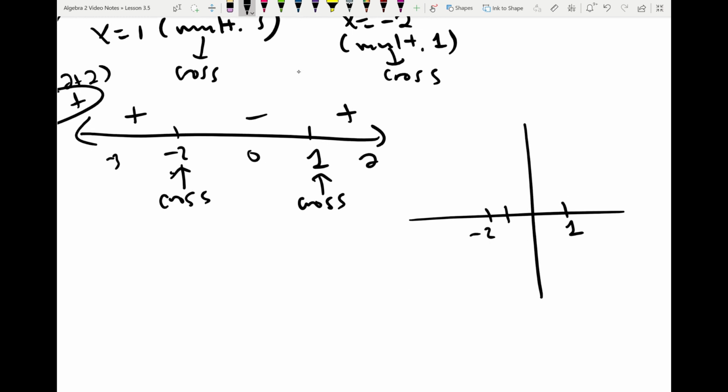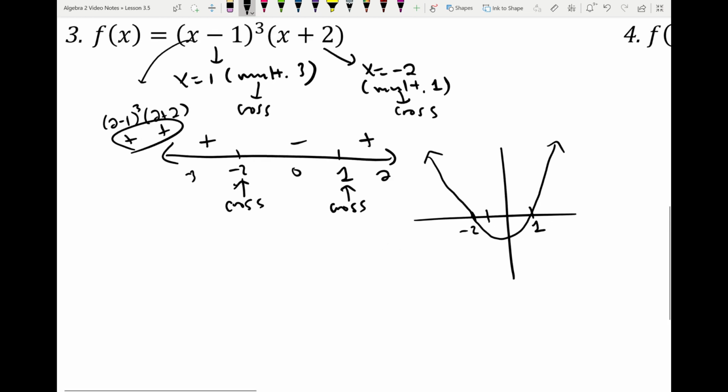So it's above, to the left of negative 2. It crosses negative 2. It's negative until it gets to 1. So it's negative until it gets to 1. It crosses 1, and then it goes positive. So there's our approximate sketch.